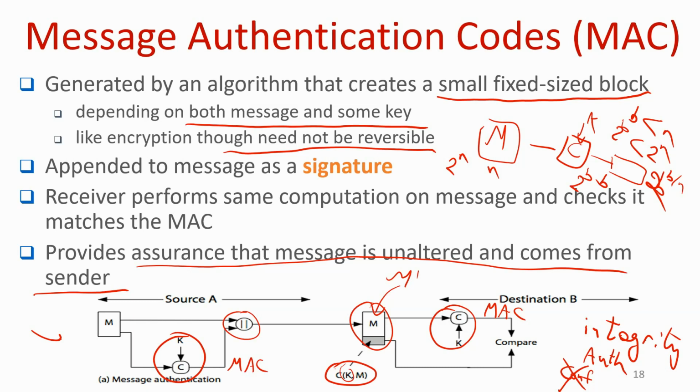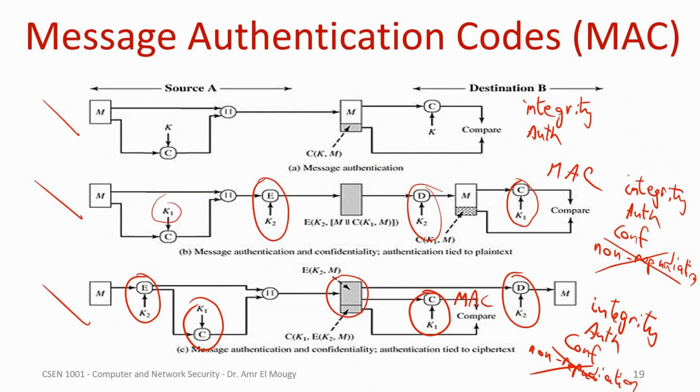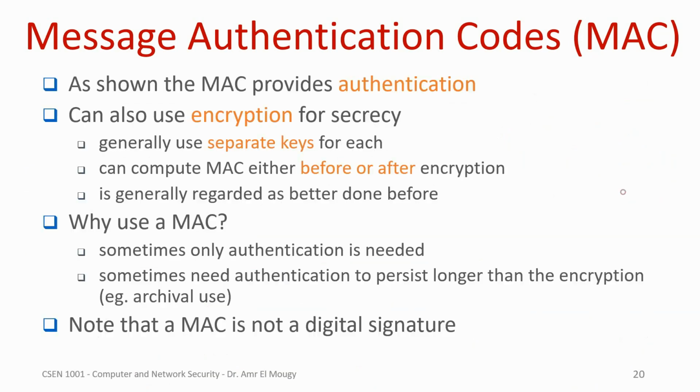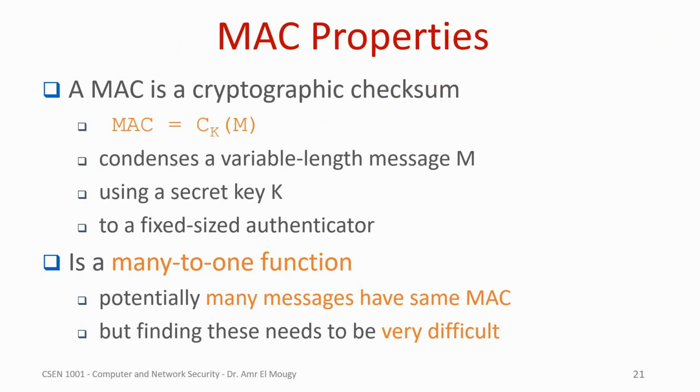Okay. This is not a digital signature in the sense that it doesn't actually serve the objective of non-repudiation. It achieves only integrity and authentication in this case. And we saw actually different ways to use a message authentication code. Okay, we will start by discussing how we generate a MAC and what are the properties of a MAC.